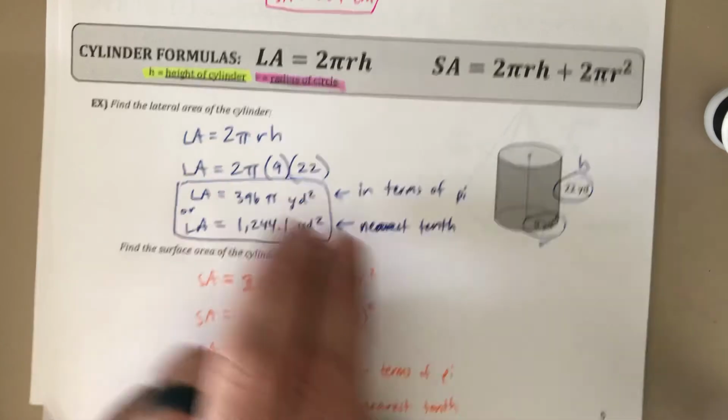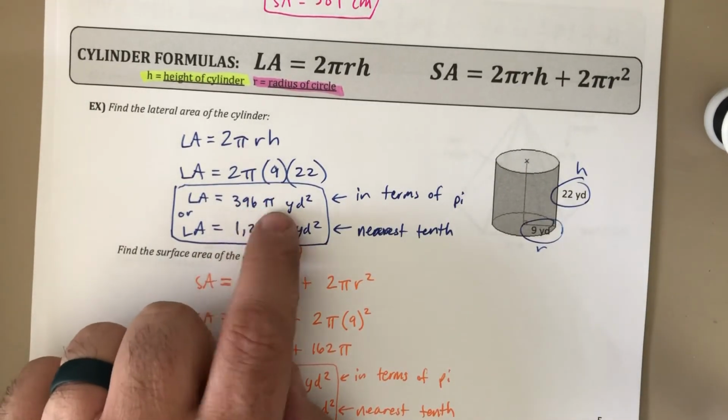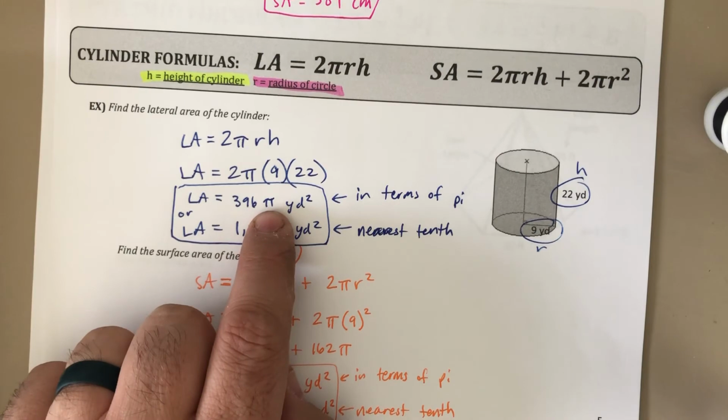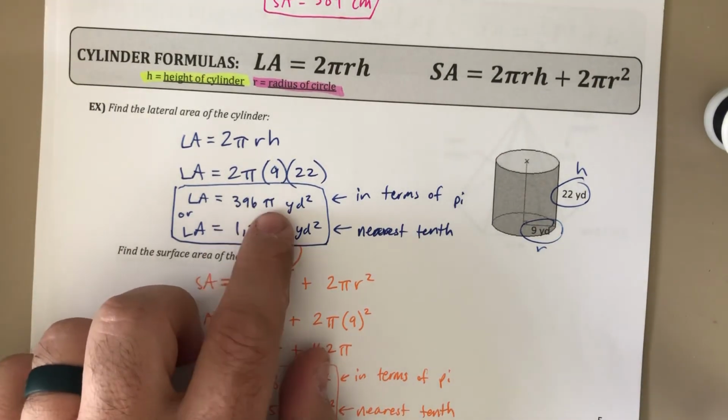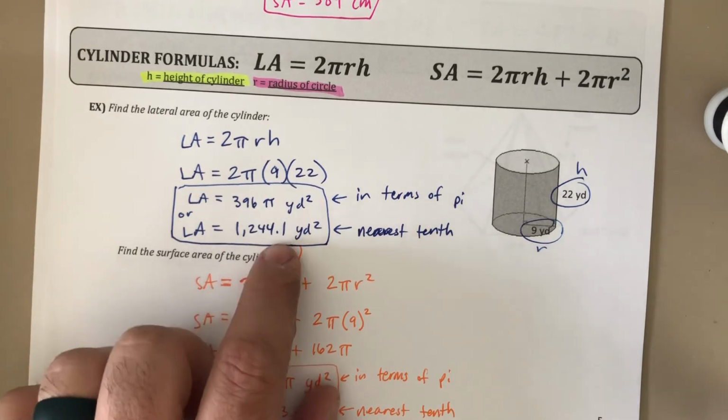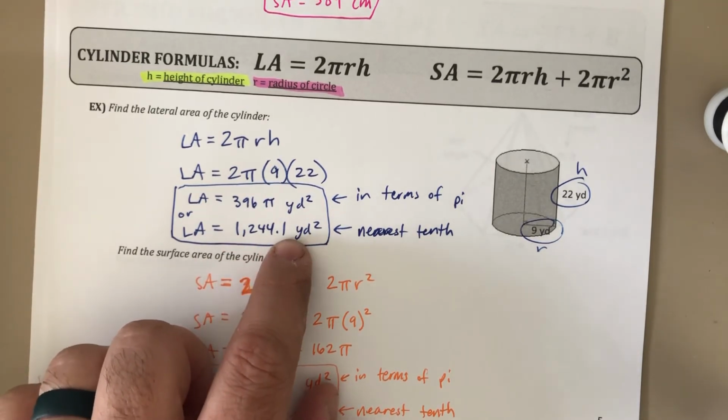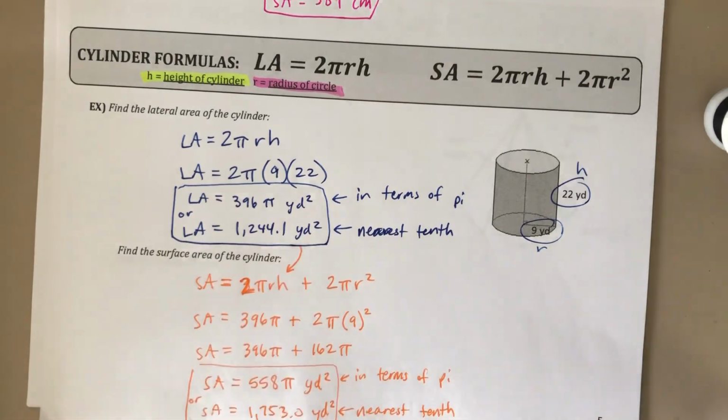If it says round to the nearest tenth, then that means, okay, take the 396, go ahead and multiply by 3.14. And actually what I recommend is using the pi button on the calculator. 396 times the pi button, and that gets us 1,244.1, right, to the nearest tenth, 0.1 square yards.